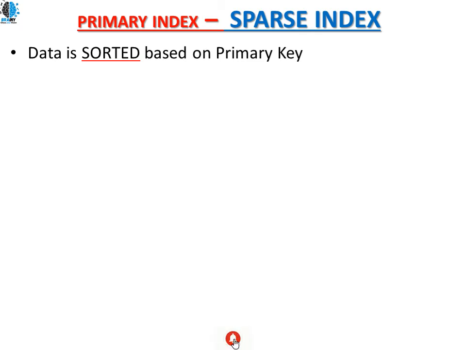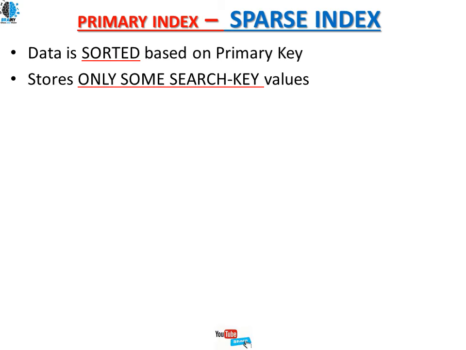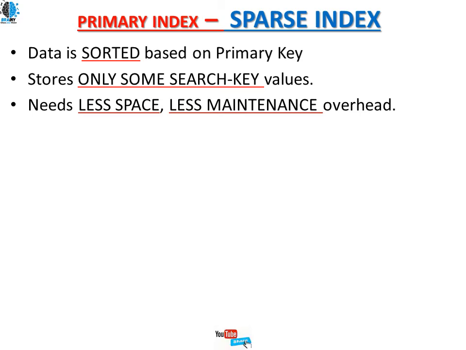Sparse is a type of primary index. It stores only some key values, whereas in dense we have all search keys. Here we have only some search keys. As it stores only some search keys, the space will be less and maintenance will be very low.